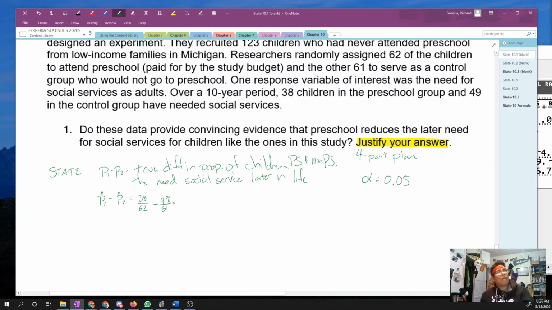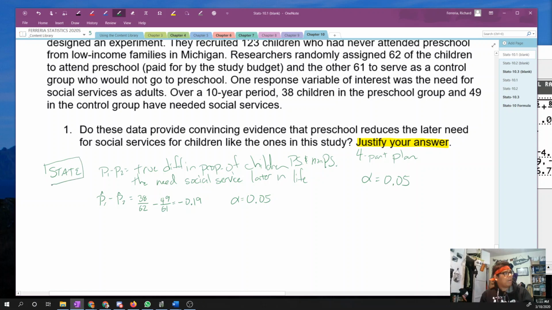Computer, how much is 38 divided by 62 minus 49 divided by 61? 38 divided by 62 minus 49 divided by 61 is minus 0.1904. So let's just use the first two digits there. Alpha equals 0.05. Oh, we already wrote that. What am I doing? Okay, I think that's the end of our state.